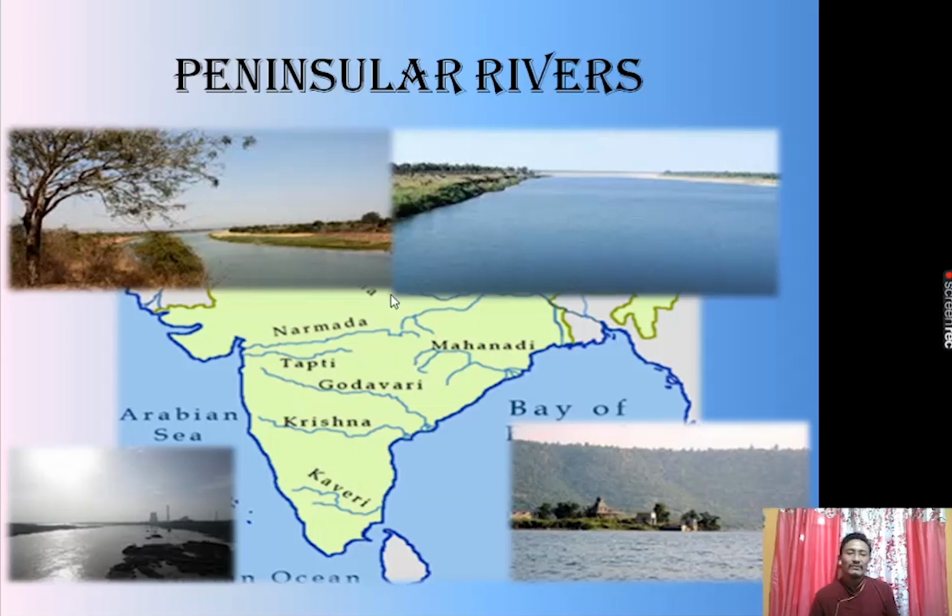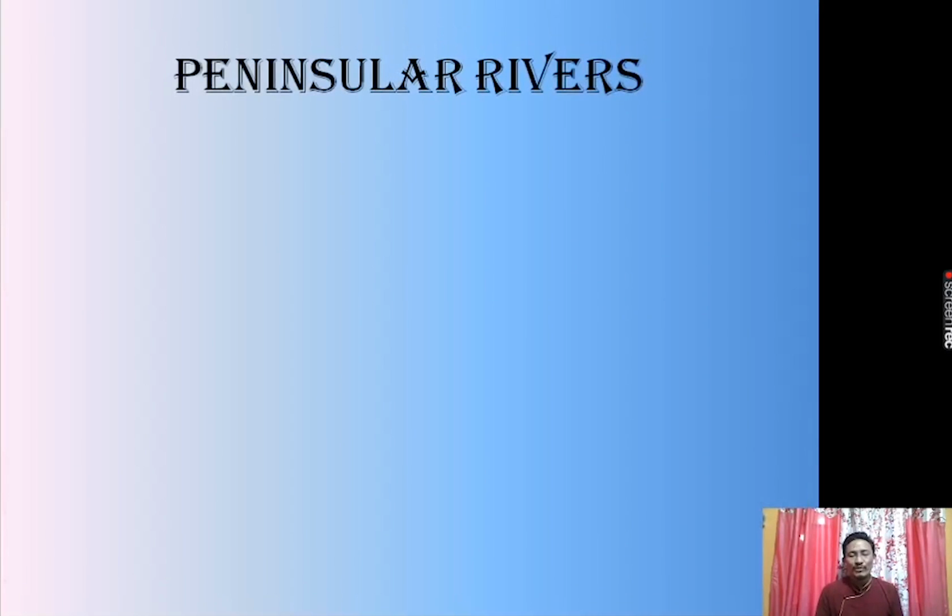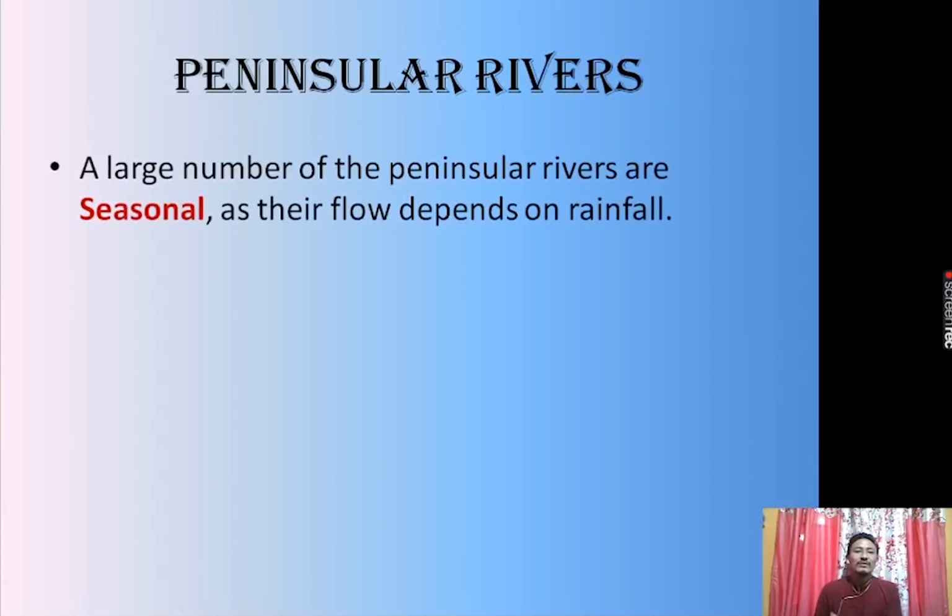Here we have some prominent rivers such as Narmada, Godavari, Tapi, Krishna, Kaveri, and Mahanadi. We will be discussing these rivers. So first of all, what are peninsular rivers? A large number of peninsular rivers are seasonal. As I have already mentioned, they totally depend upon the rainfall. If there is heavy rainfall, then the volume of water in the river increases.